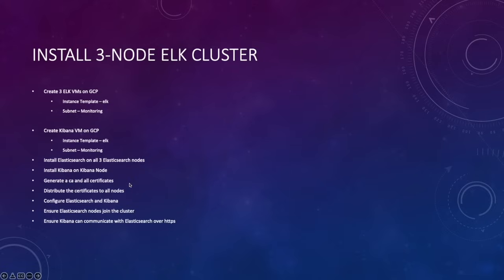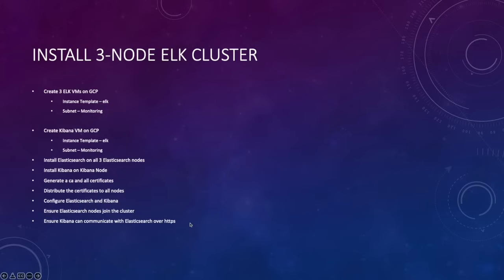If you do not want to do that, you can generate a certificate signing request and get your company's CA or a public CA to give you the certificates for your cluster. Once we've got the certificates, we'll distribute these certificates to all nodes. Then we'll configure Elasticsearch and Kibana, and finally we'll ensure Elasticsearch nodes join the Elasticsearch cluster and the Kibana node can communicate with Elasticsearch over HTTPS.